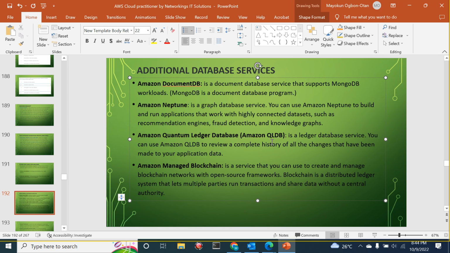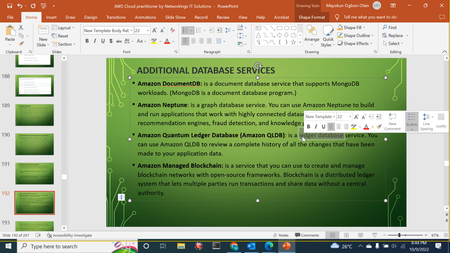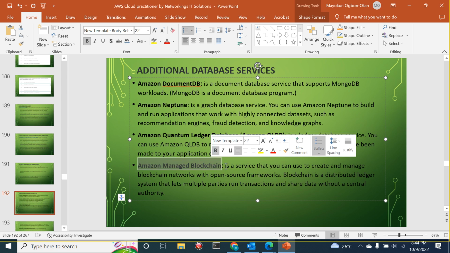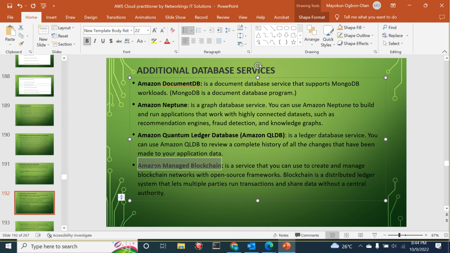Then we have Amazon QLDB, Quantum Ledger Database. It's a ledger database. These keywords are the things you should pay attention to: ledger database, QLDB. Now there is one that is used for blockchain. Remember, one of the latest developments in tech is AI and blockchain. So we have Amazon Managed Blockchain. It's a service that you can use to create and manage blockchain networks with open source frameworks.